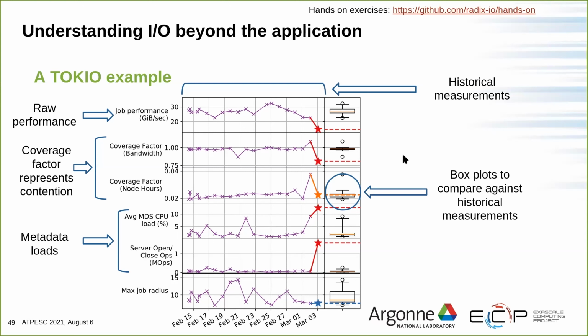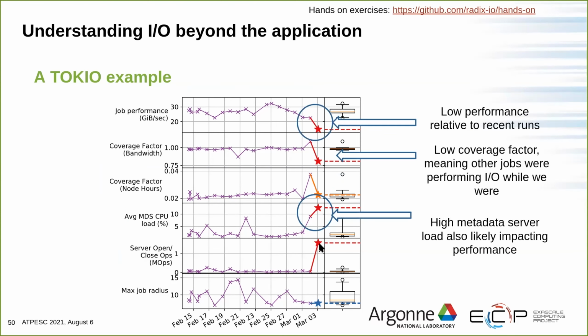Then there are also metadata loads as measured at Lustre file servers. You can see the average metadata server CPU load spiked up really high in this particular example. You can also see there are a ton of open and close operations issued at metadata servers, which are definitely anomalous compared to past runs. In this case we can't say for sure; it would take a deeper investigation, but we can see what types of things we could correlate against for performance.